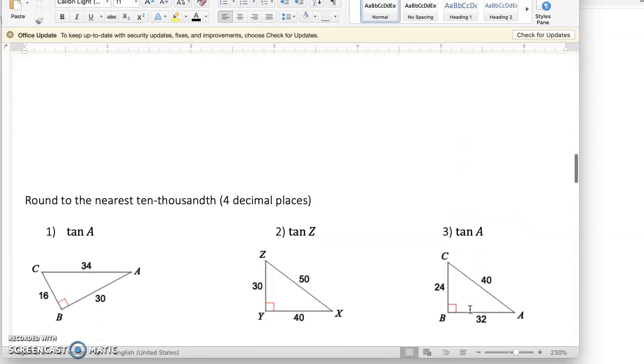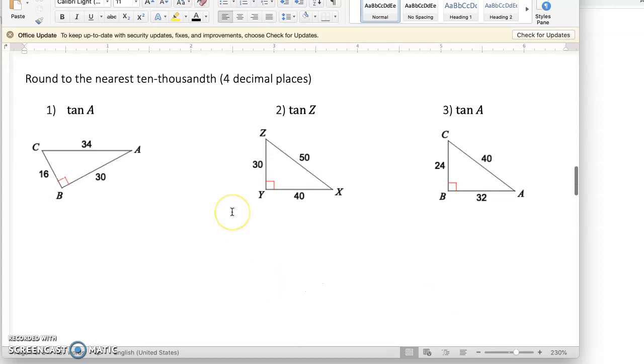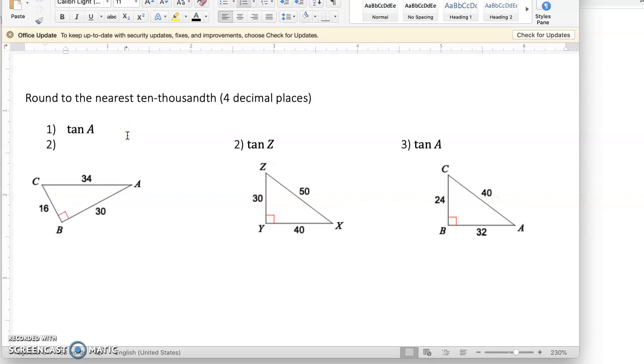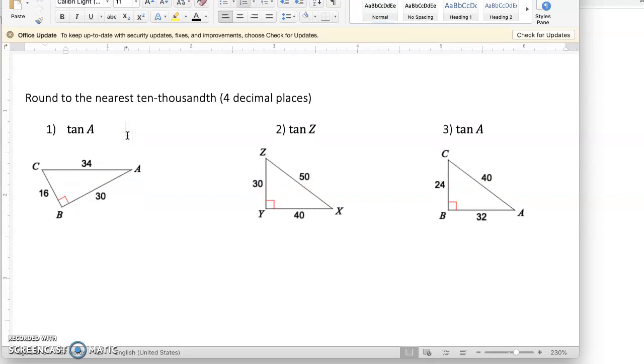I have a few blank examples down here that you can try out on your own. I can fill in the fractions for you, but I would like you guys to try out the actual math by yourself to kind of see how to do it and practice entering that into the calculator.